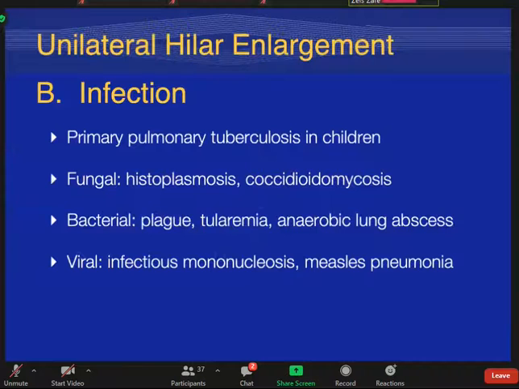Unilateral hilar or mediastinal lymph node enlargement is a characteristic feature in primary pulmonary tuberculosis in children, as well as in fungal infections such as histoplasmosis and coccidioidomycosis, bacterial infections including plague, tularemia, and anaerobic lung abscess, and viral infections such as mono and measles pneumonia.